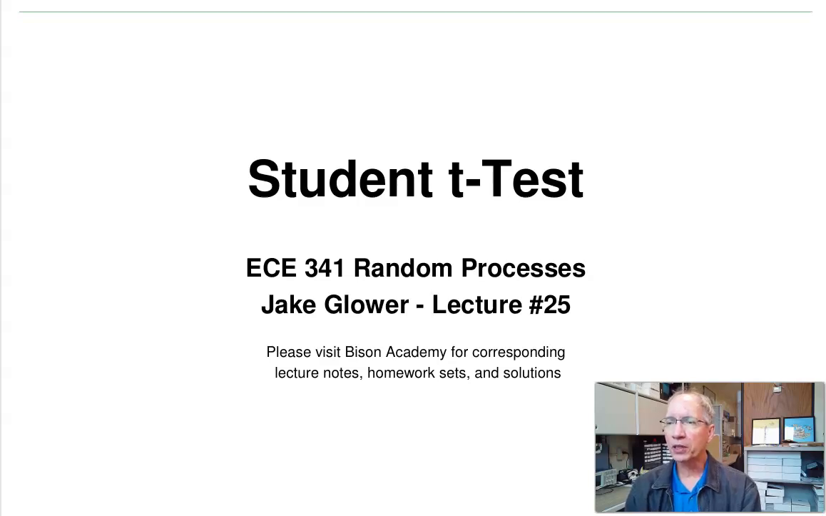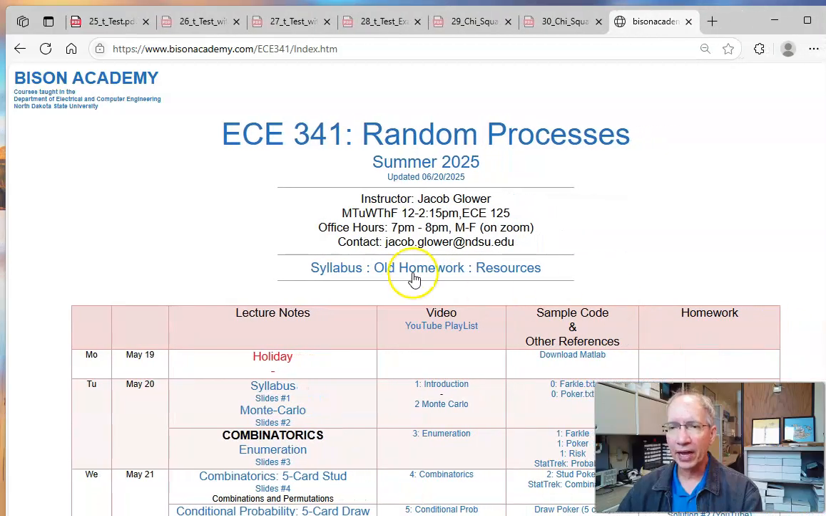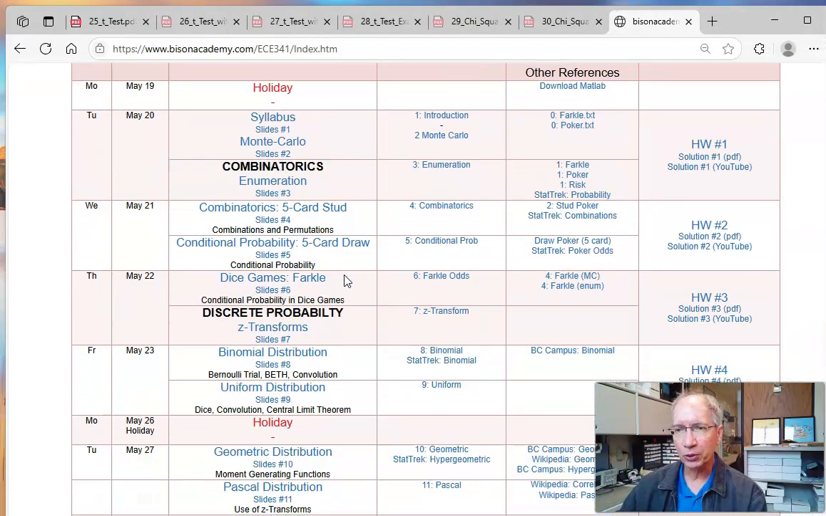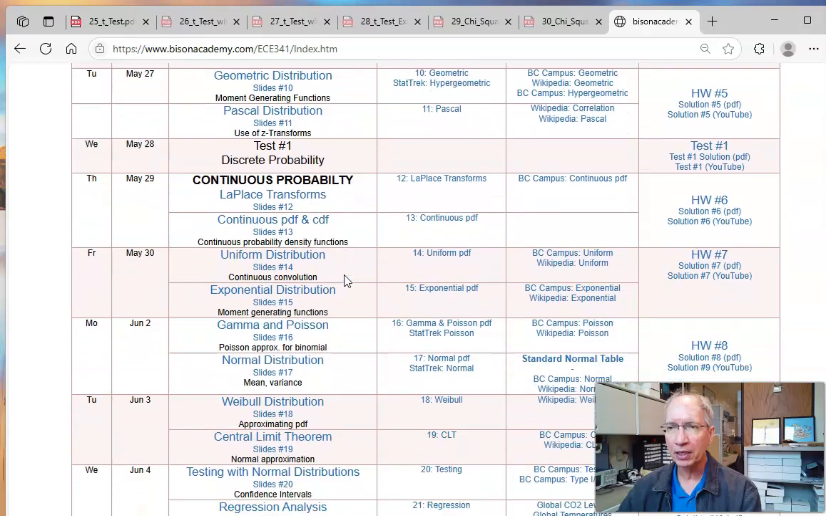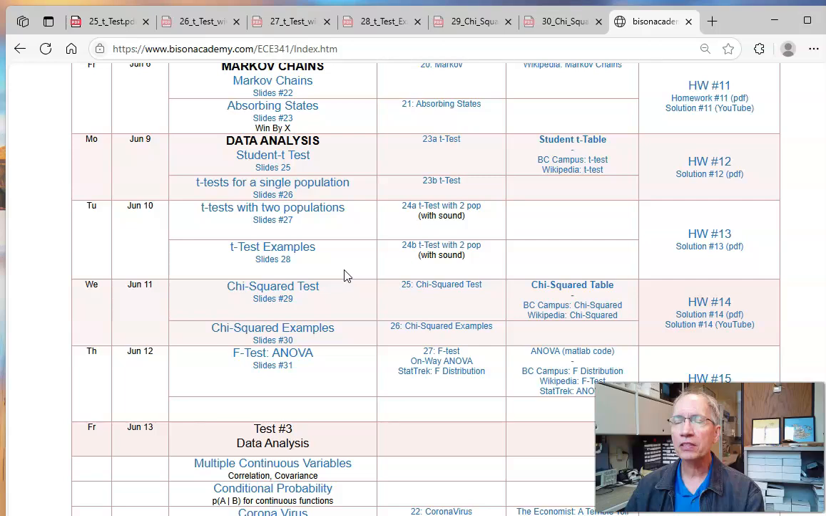Welcome to lecture number 25 for ECE 341 Random Processes. This and the next lecture look at the student t-test. So if we go back to the syllabus for this course, ECE 341, where we're at is we've gone through combinatorics, discrete probability, continuous probability, Markov chains. Now this last section, we're looking at data analysis.